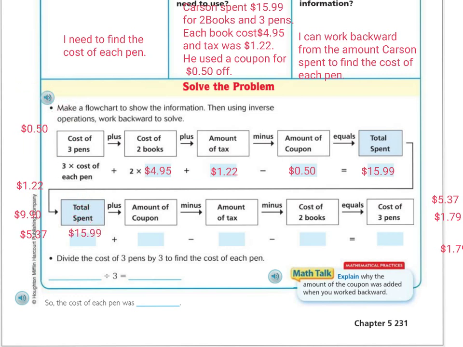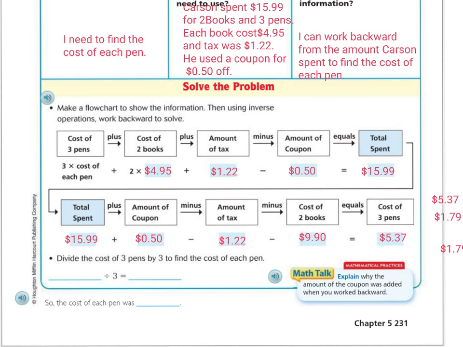So what we're going to do right now is take the total amount spent. Here's the $15.99 plus the amount of the coupon. So the amount of the coupon is 50 cents. So let's move that in. Then we're going to minus the amount of tax. So the amount of tax was $1.22. And we're going to minus the cost of the 2 books. Well, the books were $4.95 each, and $4.95 plus $4.95 is $9.90. That's the cost of the 2 books. That is going to equal the cost of the pens, which is $5.37.